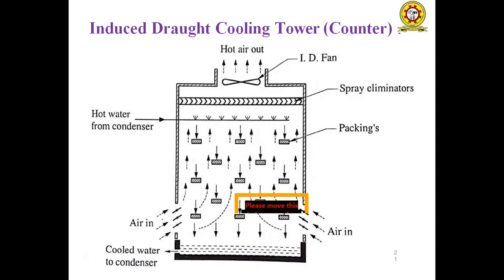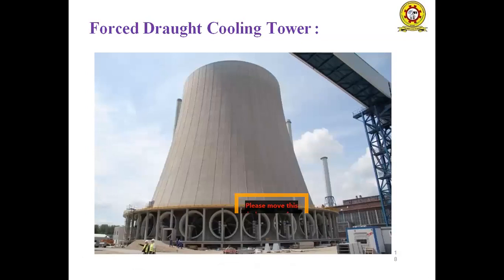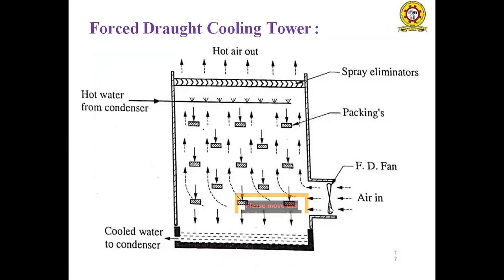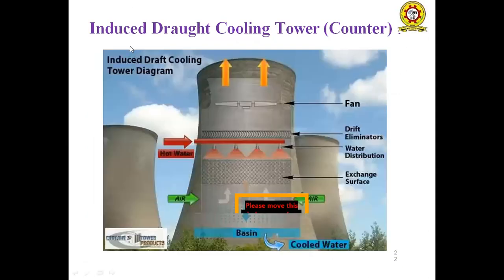So this is the counterflow tower. In the previous forced draught, the fans are situated at the entry of the air. In the induced draught, the fans are situated at the top to reduce the disadvantage of recirculation of the hot air. So this is the induced draught cooling system.